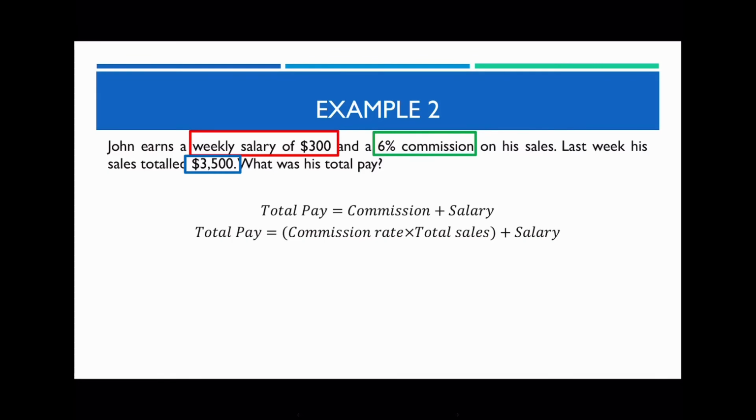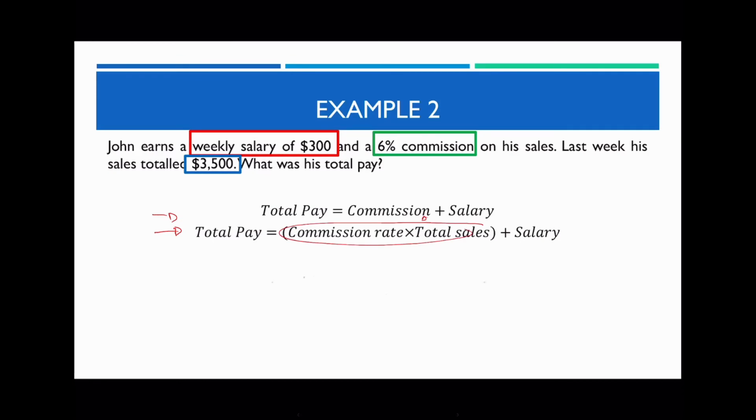Example number 2 over here, it's a bit different because it's asking you what is his total pay. So he earns a weekly salary or a retainer of $300 and 6% of commission on his sales. The number of sales he's made is 3,500. These two formulas are pretty much related because all I've done is I've just substituted this into here. So that's how I've got this particular formula over here.